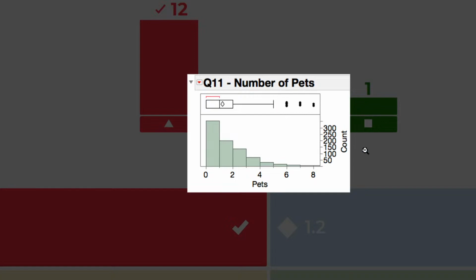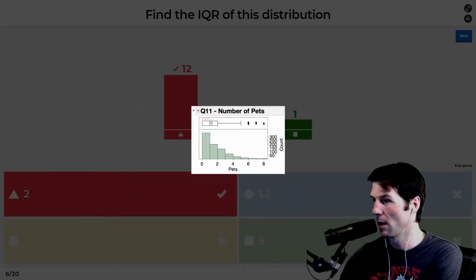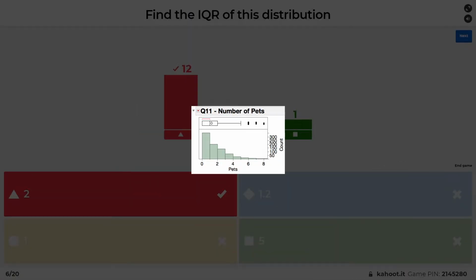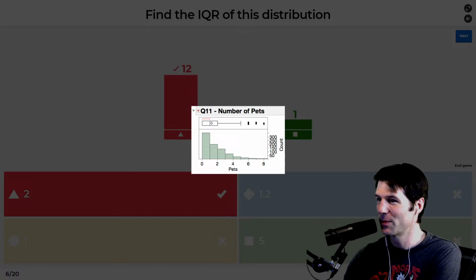It's not working. I don't know why. Sorry for this. No worries. Let me make sure I got the code right there. Let me look at the code. 2145280. Oh, I put in a wrong number. There we go. There it is. Great. Thank you so much. Thank you, Colin, right there so much.